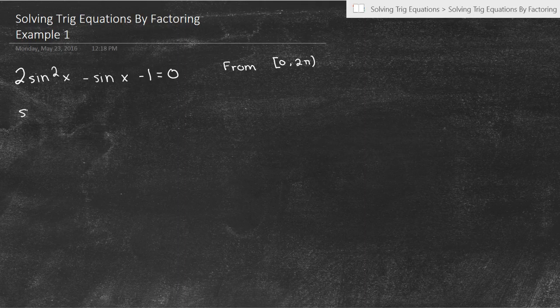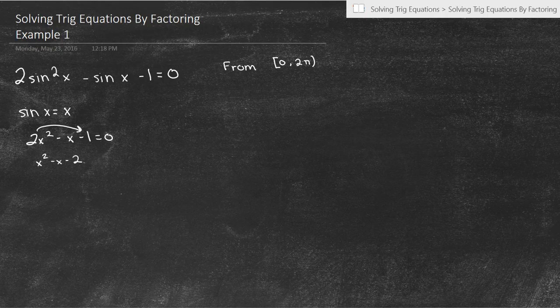So I'm going to say sine x equals just x. I'm going to leave it like that, and now I'm going to have 2x squared minus x minus 1 equals 0, and that looks like something I know how to work with. So I'm going to factor that. I'm going to multiply the 2 to the other side. Just factor it however you want to. This is just the way I do it.